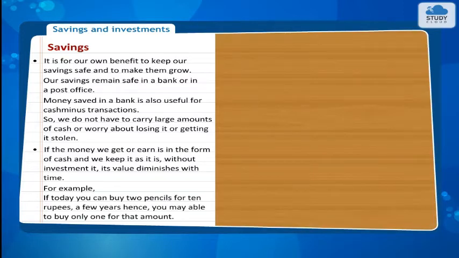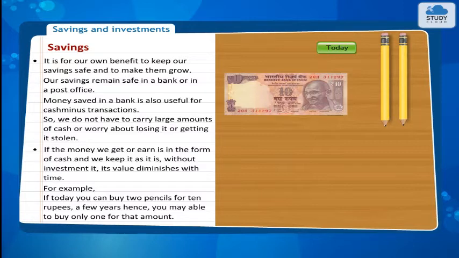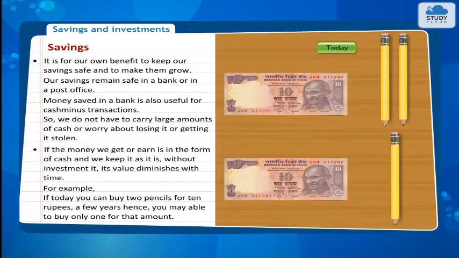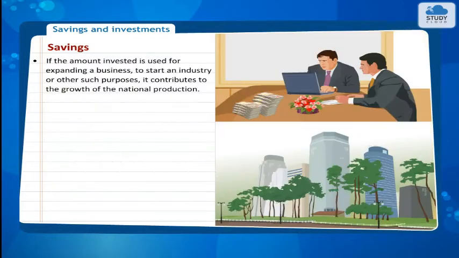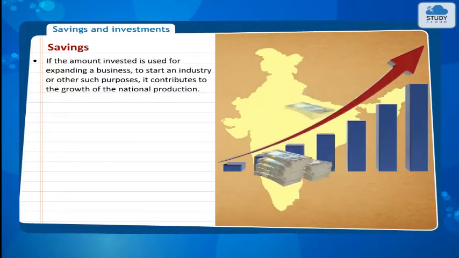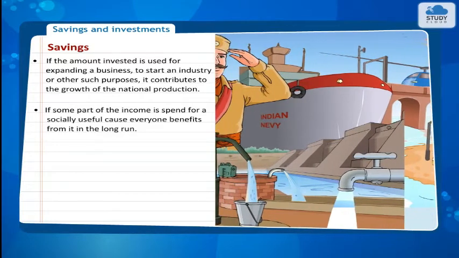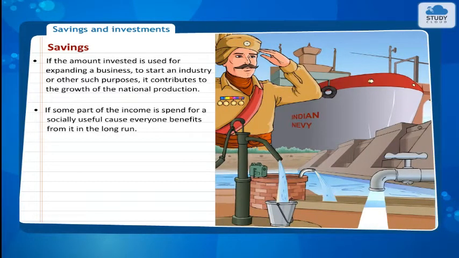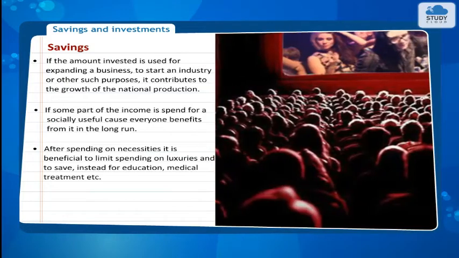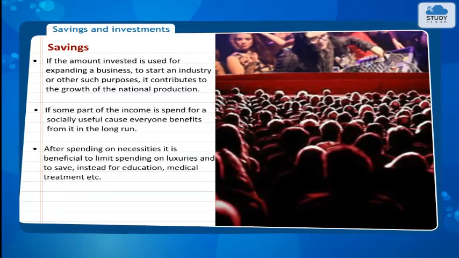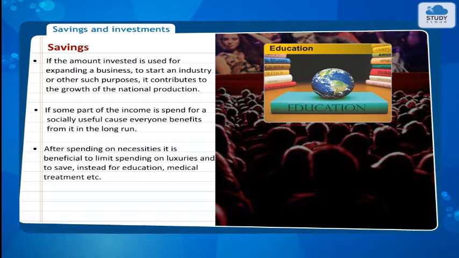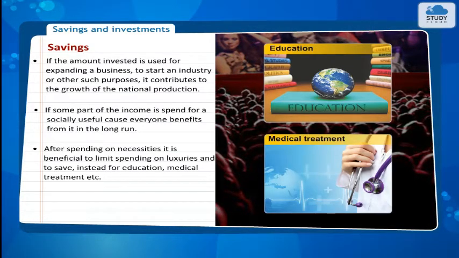For example, if today you can buy 2 pencils for 10 rupees, a few years hence, you may be able to buy only one for that amount. If the amount invested is used for expanding a business, to start an industry or other such purposes, it contributes to the growth of the national production. If some part of the income is spent for a socially useful cause, everyone benefits from it in the long run. After spending on necessities, it is beneficial to limit spending on luxuries and to save instead for education, medical treatment, etc.